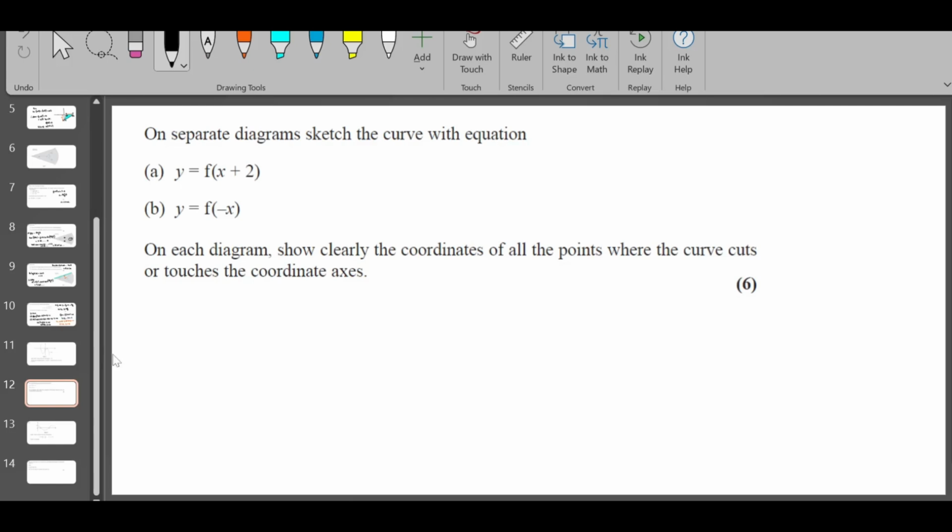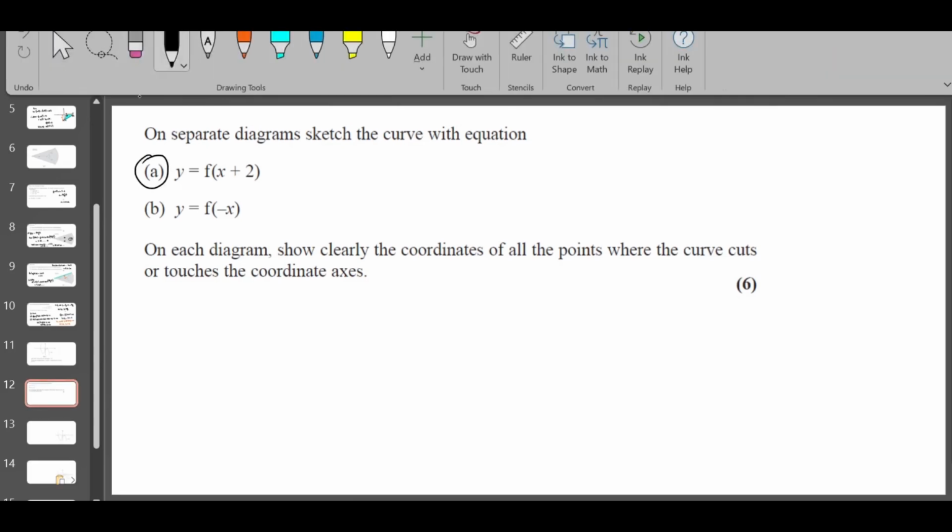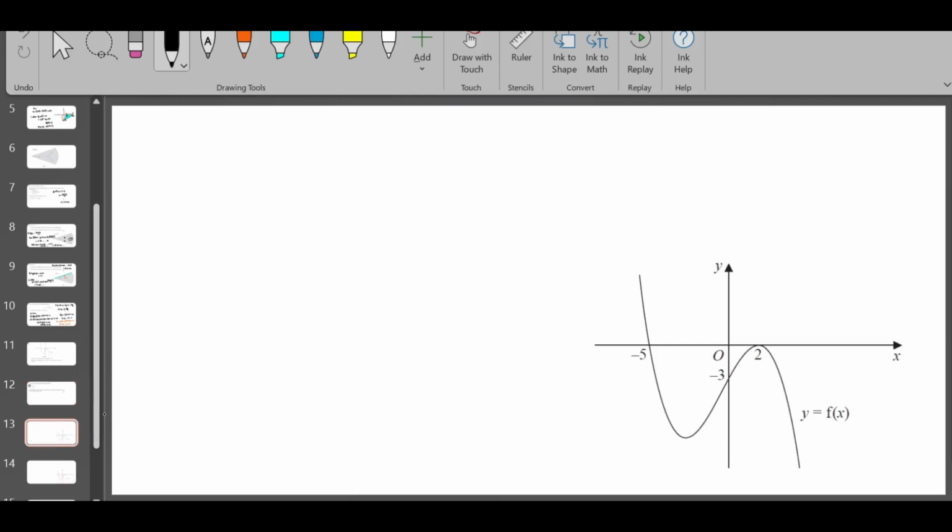So we are going to sketch them one by one. First, let's sketch f of x plus 2. So I have put the graph here for the reference. This is f of x. F of x plus 2 is a translation along x-axis to the left side 2 units. So minus 5 becomes minus 7. 2 becomes 0, and then 0, minus 3 becomes minus 2, minus 3.